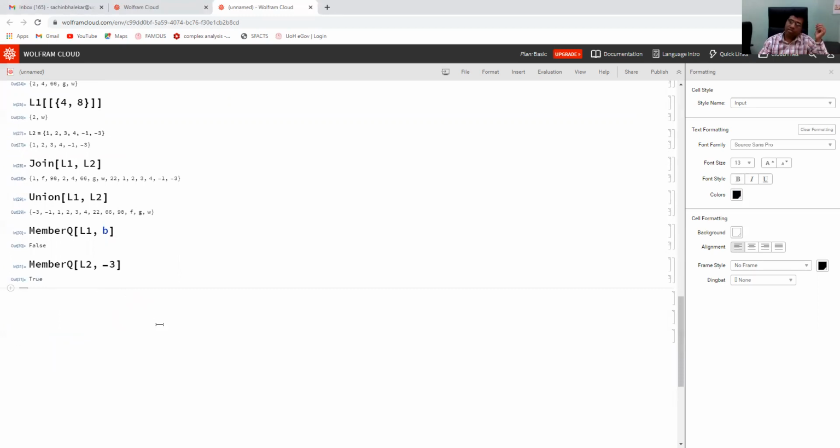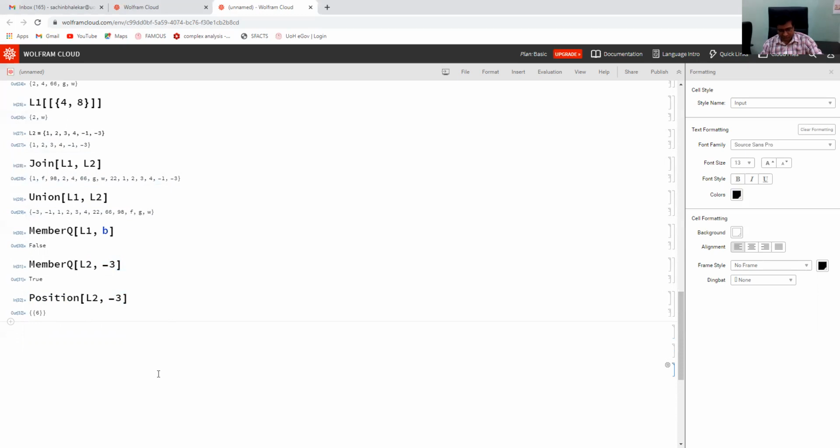Now, the second important thing is what is the position of -3 in that list? And how many times is it occurring in that list? These questions can be handled using the commands Position and Count. So, Position. Okay, it is at the 6th place in L2. -3 is at the 6th place in L2.